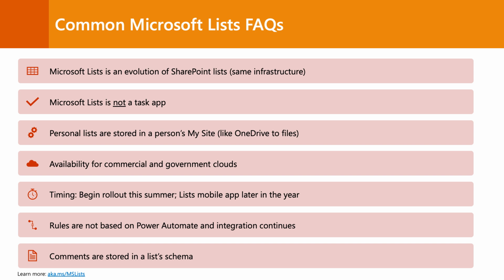The rules feature that Niket demoed is not based on Power Automate. The integration with Power Platform continues, but the rules that we showed are not through that Power Automate tool. And then lastly, the comments that you can leave on a list item are stored in the list schema. So when you have that list anywhere, your comments will remain attached to that list item.